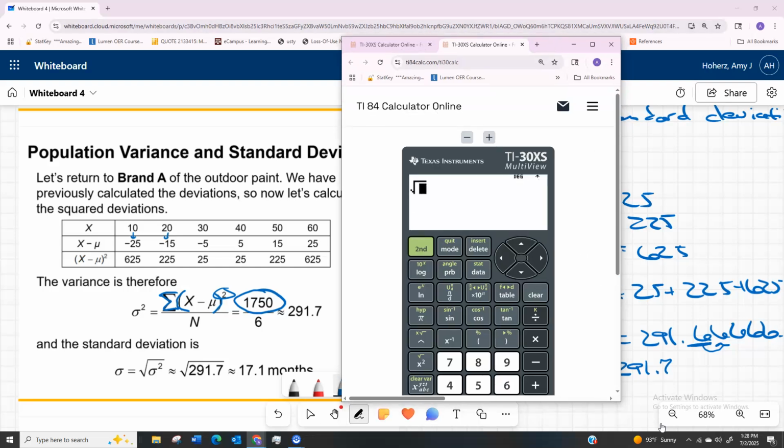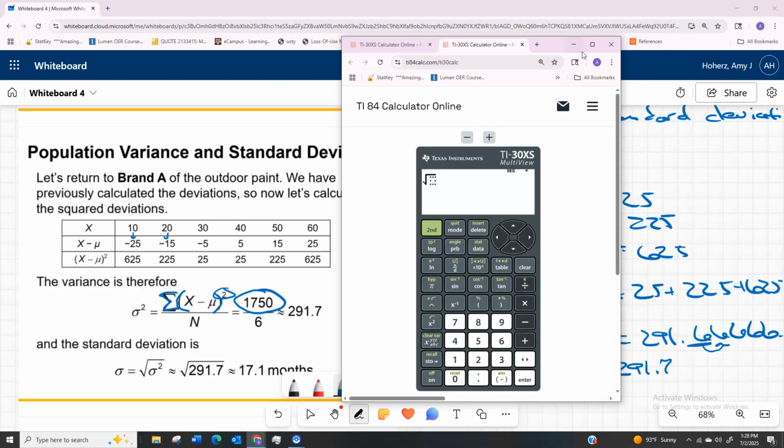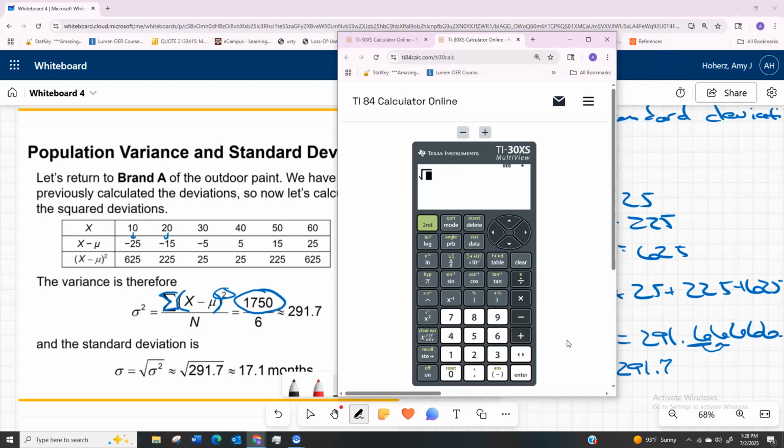then you're going to put the answer in there from the prior problem. So on this calculator, if I hit second and then I hit this button, it puts ANS up there. ANS means the answer from the prior problem. And so it's going to put in that 291.66666 repeating, the whole thing, into my problem without me having to enter it. And then I hit enter and it tells me that comes out to be 17.07.